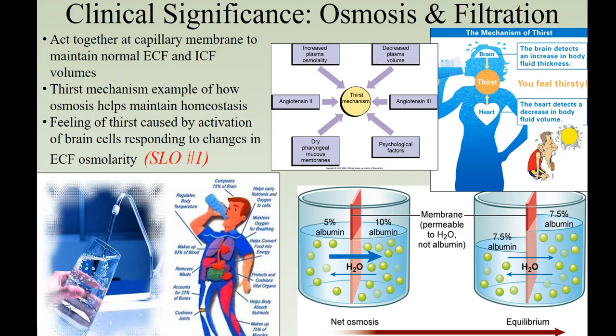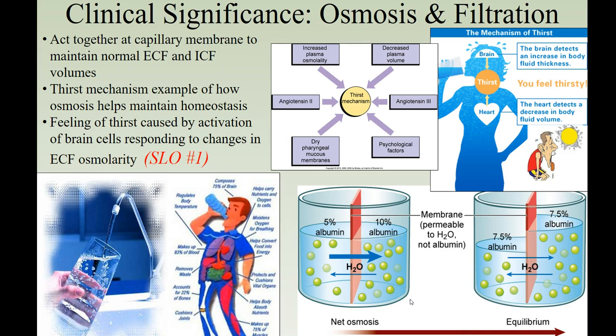Just a little overview of osmosis and filtration. Thirst mechanism, examples of how osmosis helps maintain homeostasis. The feeling of thirst causes activation of the brain cells. And it just shows this little person getting thirsty and drinking water. And it adds to the cushion in your joints and your muscles. And then she has another picture up here, everything that plays into the thirst mechanism. And a little bit here about osmosis and equilibrium. So just another little picture.